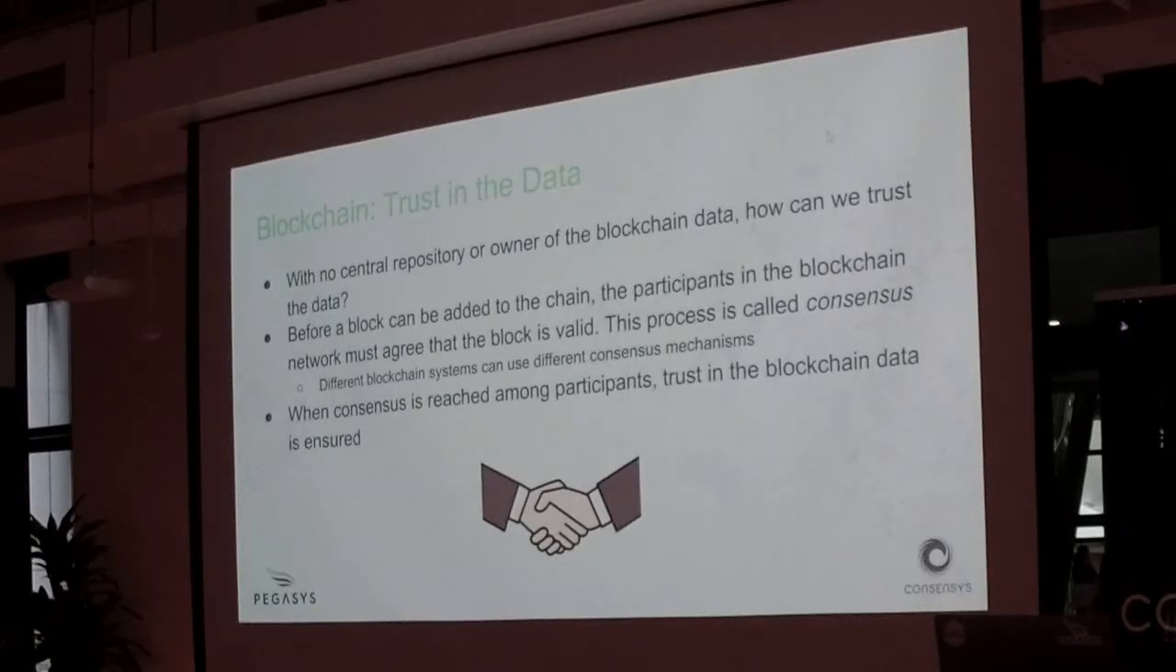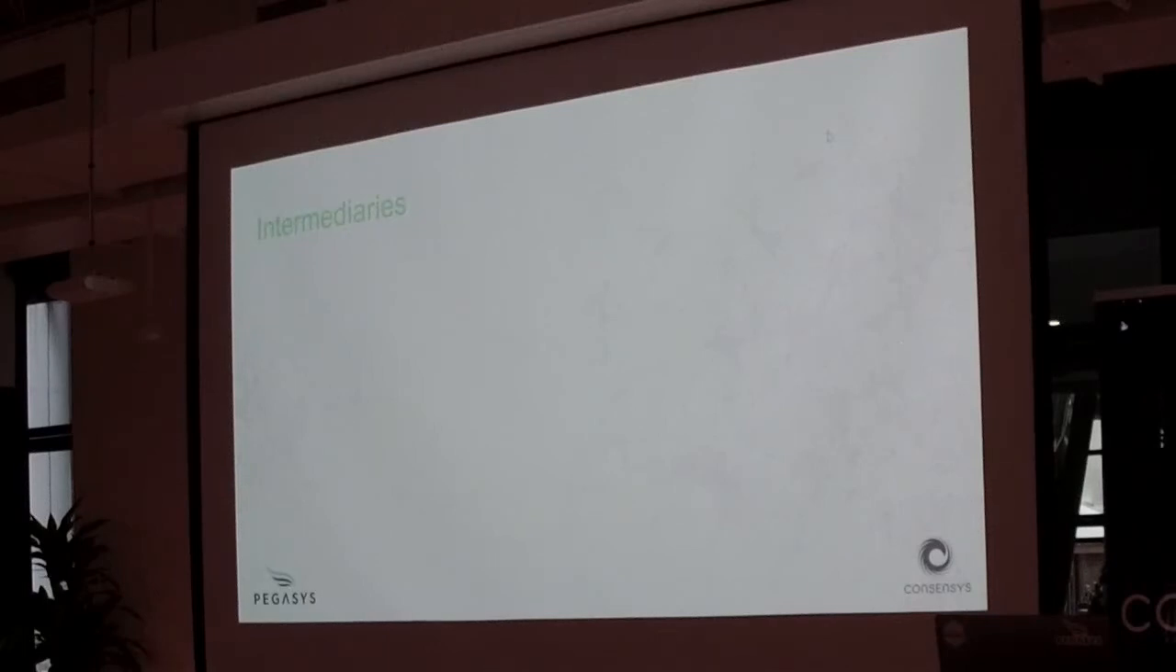Once consensus is reached amongst all the participants, trust is ensured. Because everyone in the blockchain has agreed that this data should be added, we can trust it. Okay. So that brings up this idea of intermediaries that we have in our traditional system.